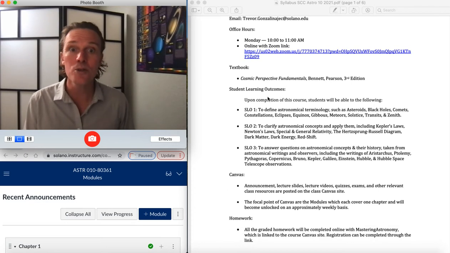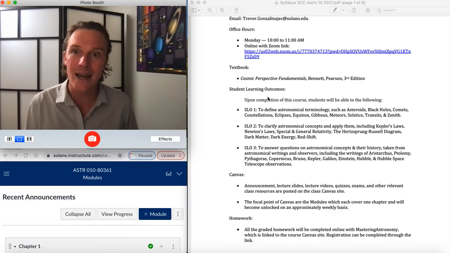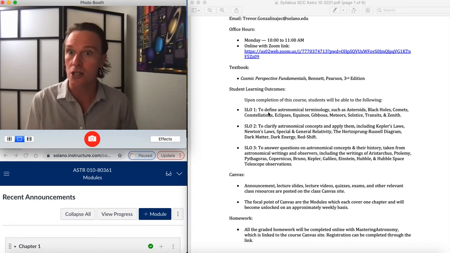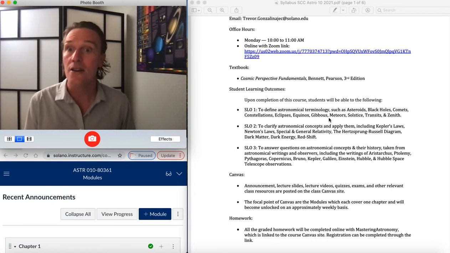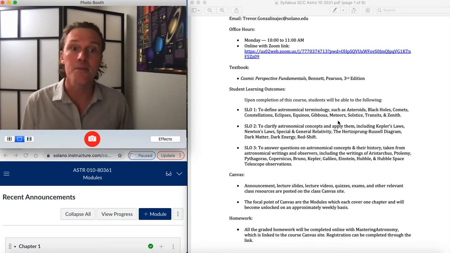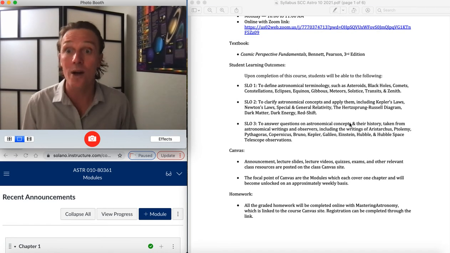Now, we also have some student learning outcomes because this is an astronomy class. What parts of astronomy are we looking at? Well, kind of all of it, right? But we just cover the basics. So we're going to talk about things like constellations, eclipses, the equinox, phases of the moon, ideas like the solstice, and meteors, and looking at the sky and how to quantify the sky.